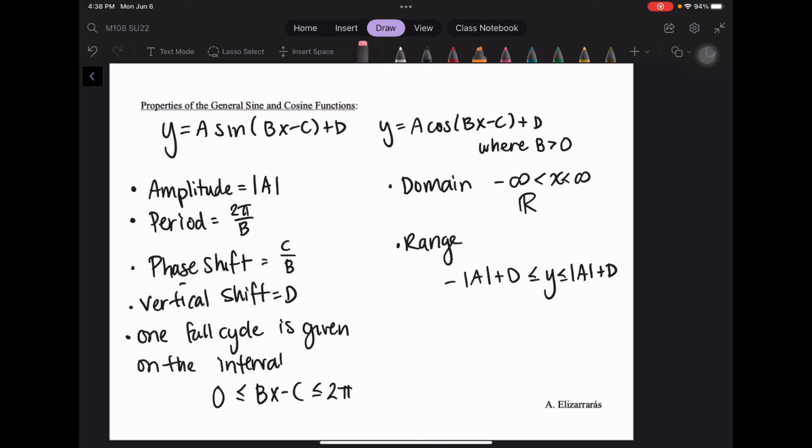That's all we have for this section. Head over to the skill practice to see how to graph using amplitude, period, phase shift, vertical shift, and your domain and range.